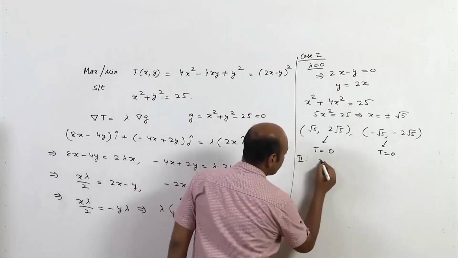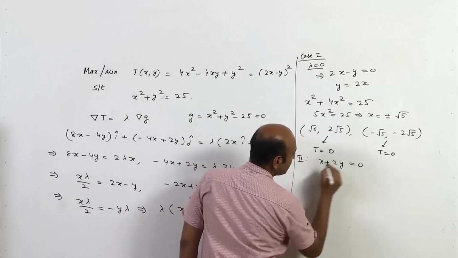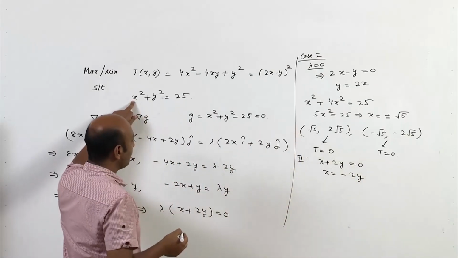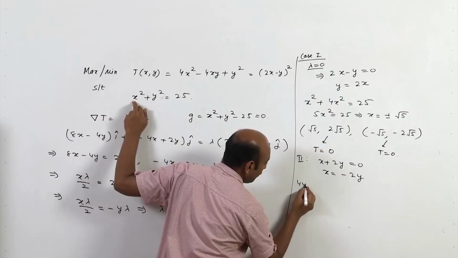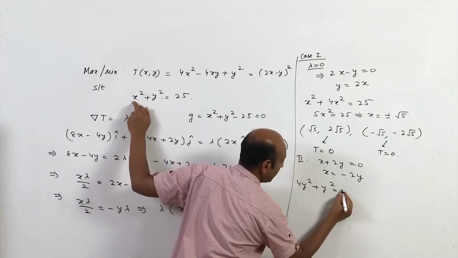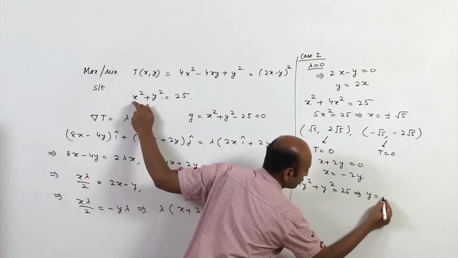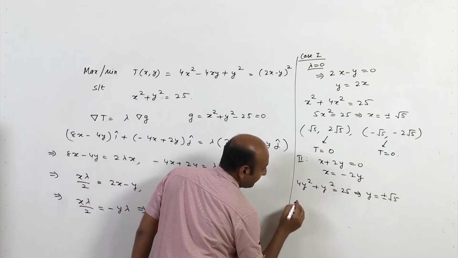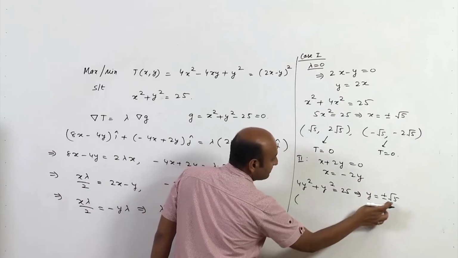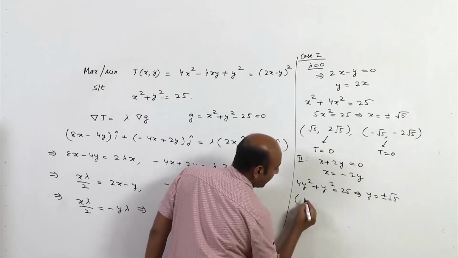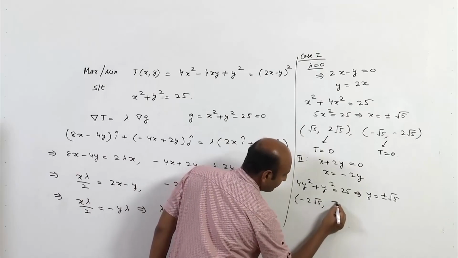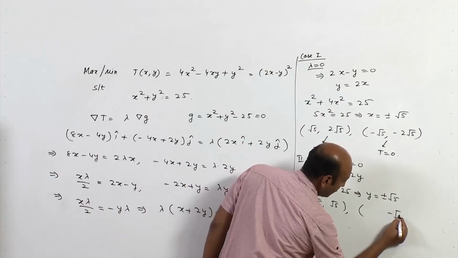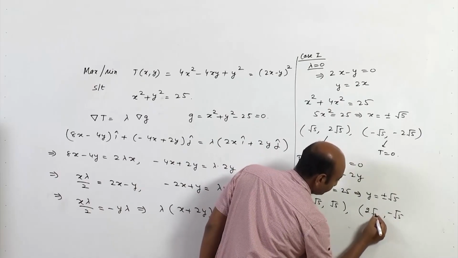Now case 2, when x + 2y = 0. If x + 2y = 0, it means x = −2y. Now, when you substitute x = −2y here, it is 4y² + y² = 25. So, this implies y = ±√5. Therefore, the points will be: when y is +√5, x will be −2√5, and when y is −√5, then x is 2√5.